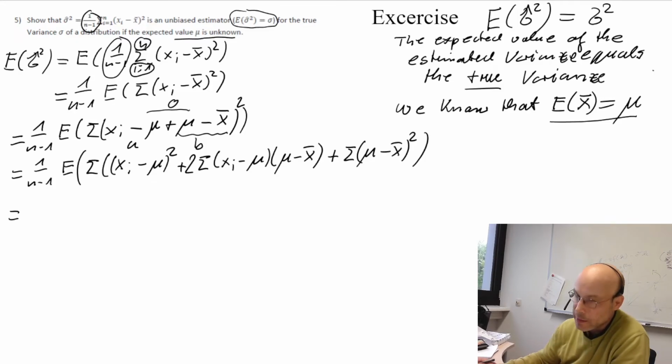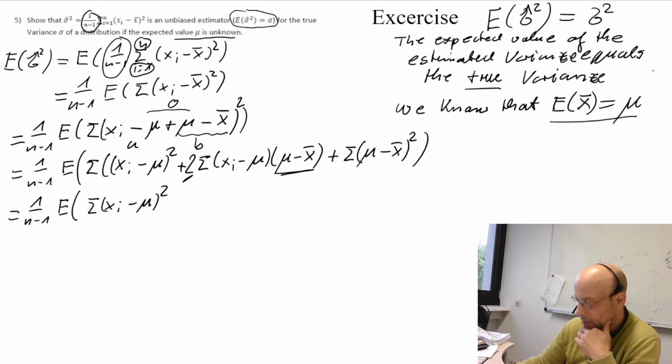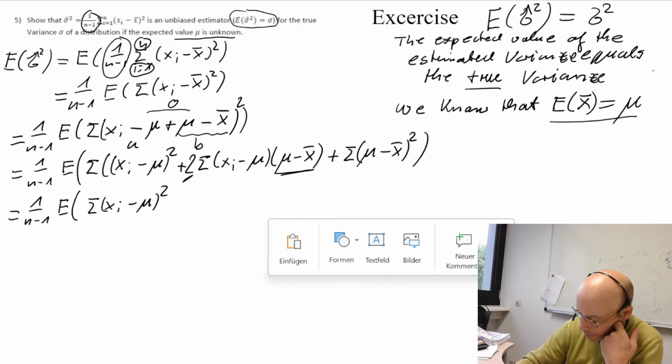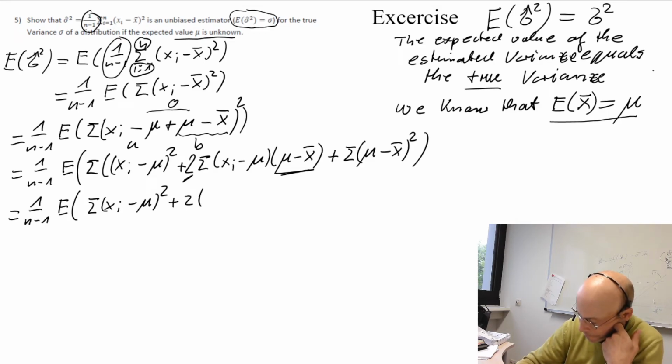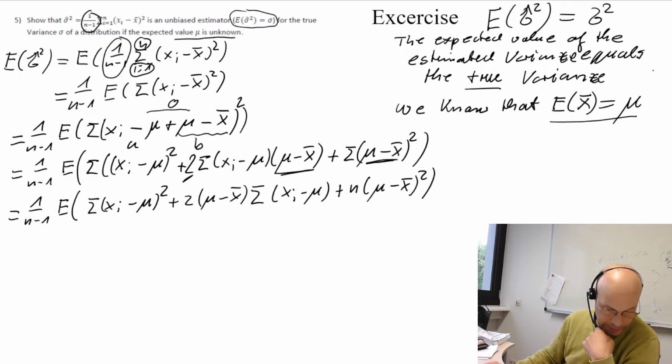So then again we can split the summation: 1 over n minus 1 expected value of sum xi minus mu squared. Again we can move out the 2 and the mu minus x bar, because these are all fixed numbers. So we obtain plus 2 mu minus x bar sum over xi minus mu. This is just a fixed number, so we have to sum up these n times, means n times mu minus x bar squared.